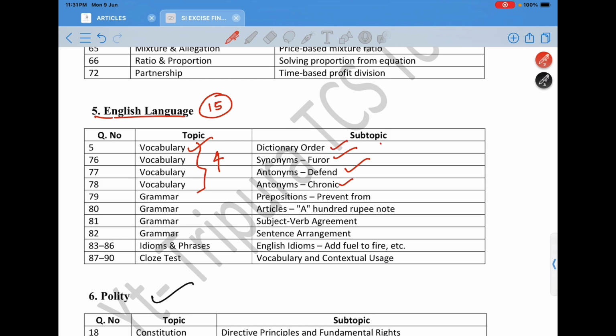This synonym, antonym, vocab, I cannot make videos related to this, because this is a very personal thing. If I just make videos taking notes from different books, what would I be doing here? I would have no job to do. So better you download PDFs, purchase books related to vocab, and study on your own. This is self preparation, self study.